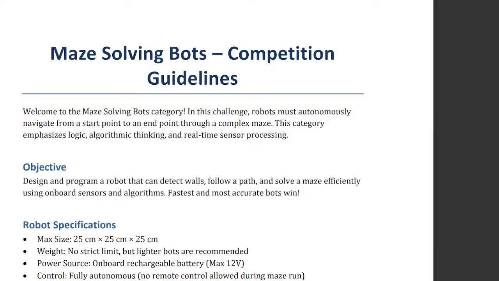How will the bot make a U-turn? By the way, that is a good question. It's very simple for a robot to make a U-turn. Let me explain.